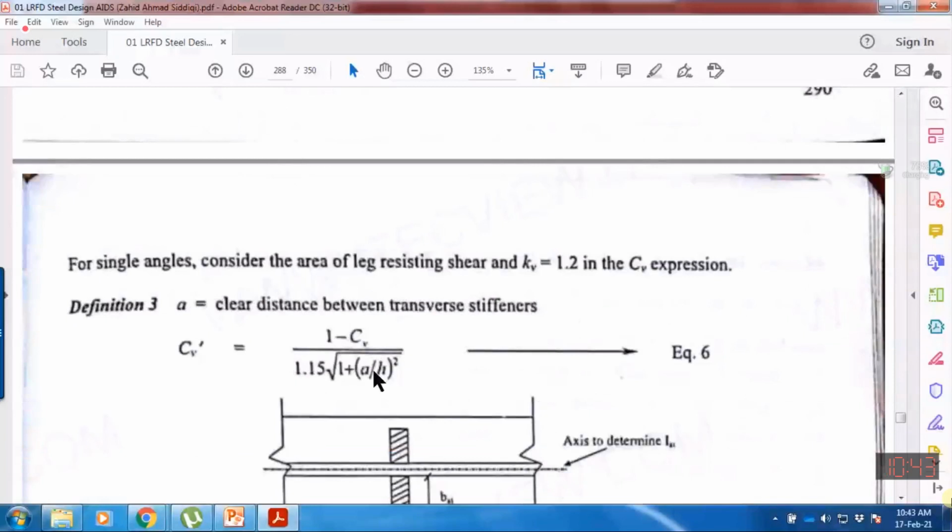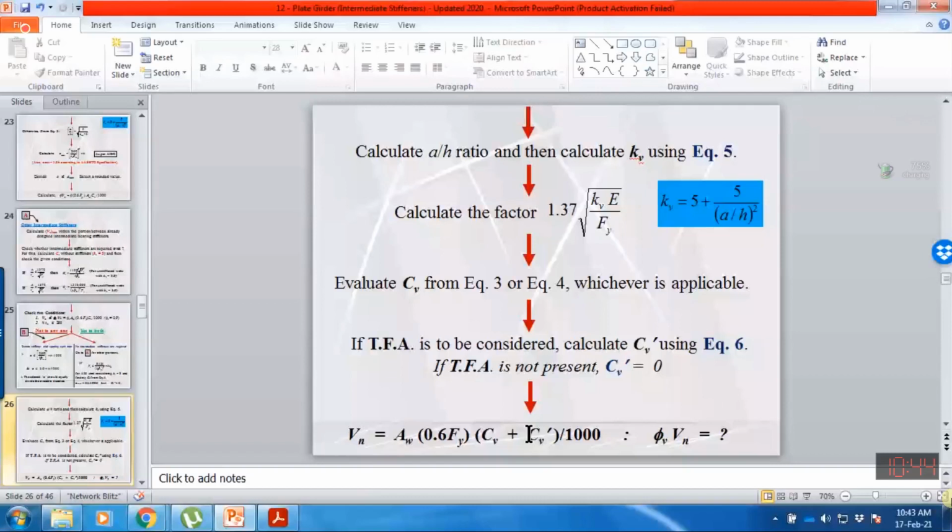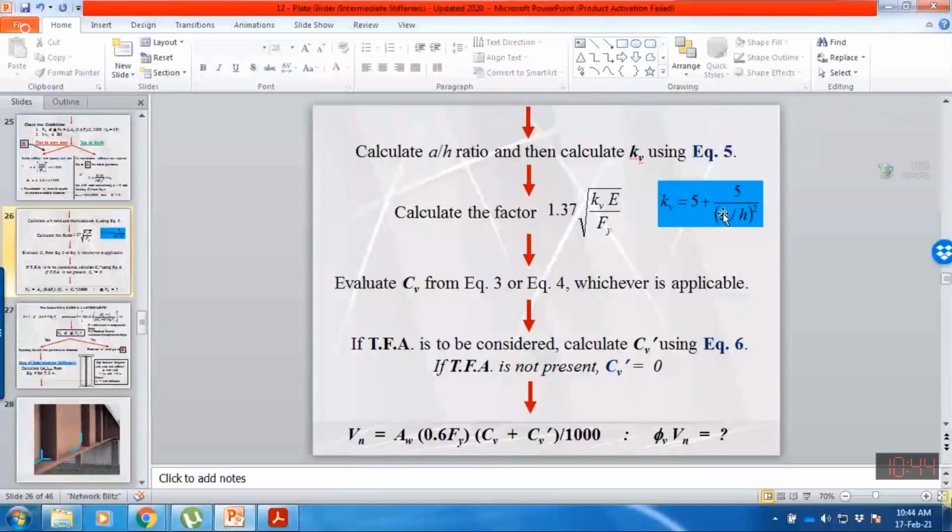So at the end, we will compute the shear capacity including stiffeners, and by considering tension field action due to the provision of intermediate stiffeners. If the capacity is more than the applied shear, then okay. If this condition does not satisfy, we will reduce the A value that you have selected here. And for the reduced value, you will recompute the KV value, and then recompute CV and CV prime until the capacity becomes larger than VU.